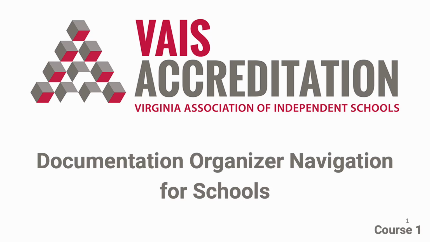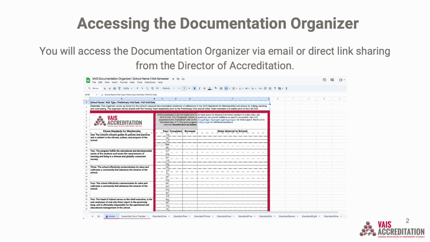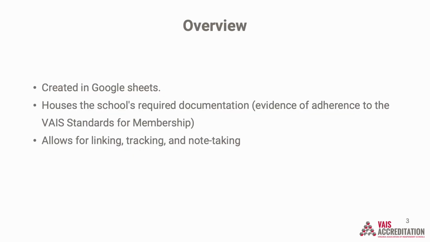How to navigate the documentation organizer. You will access the documentation organizer via email or direct link sharing from the Director of Accreditation. The documentation organizer is created in Google Sheets and houses the school's material evidence of adherence to the VAIS standards for membership. It also allows for linking, tracking, and note-taking.